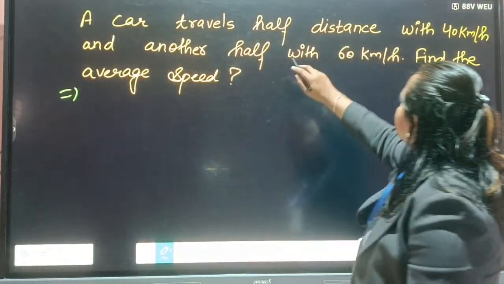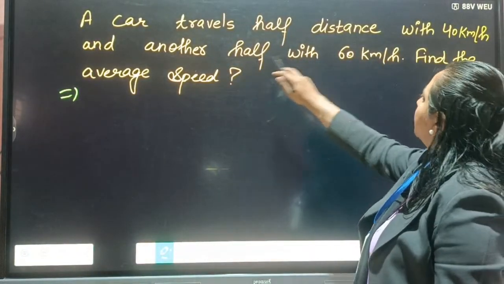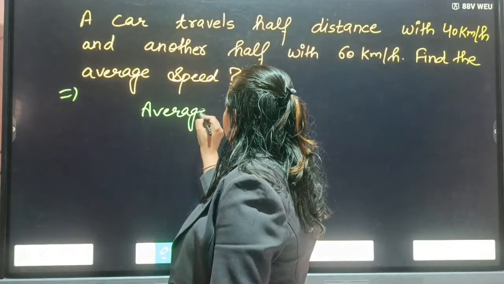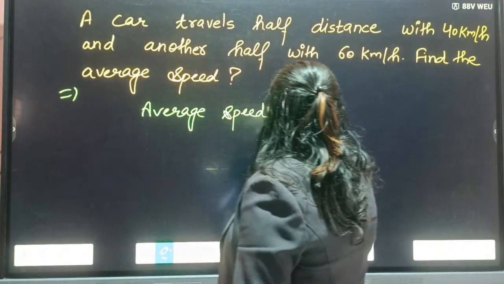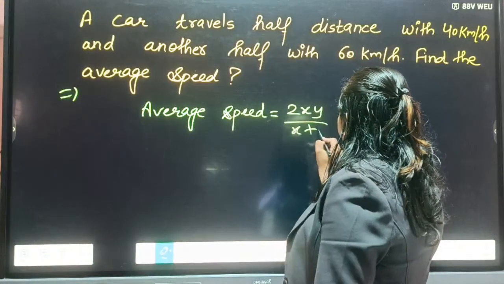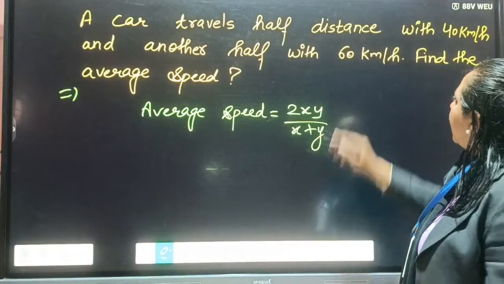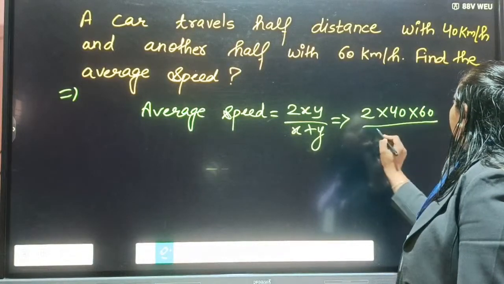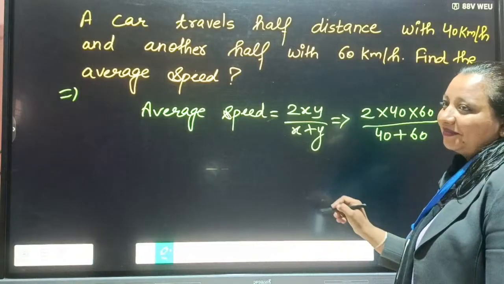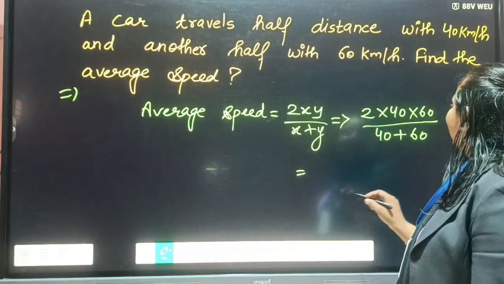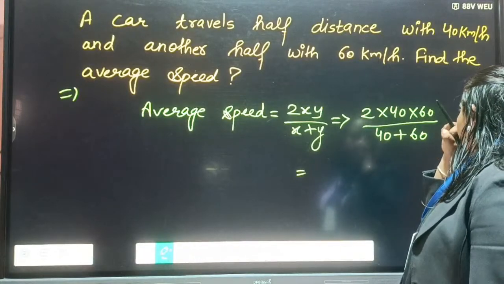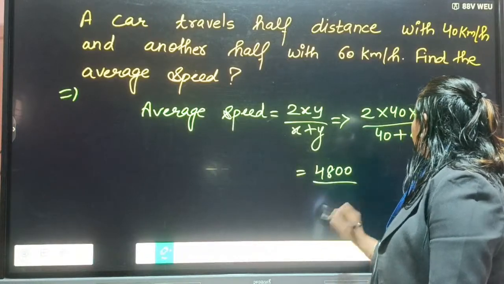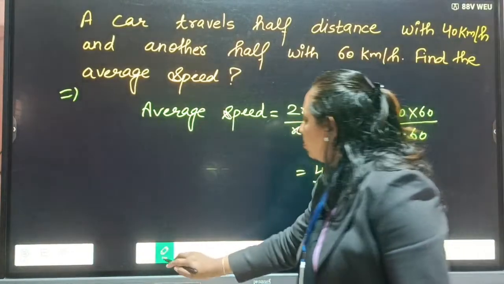See in this question, a car travels half distance with 40 km per hour and another half with 60 km per hour. Find the average speed. So we use the formula which we have discussed. Average speed is equal to 2xy upon x plus y. x is given 40 km per hour, y is given 60 km per hour. Put the values: 2 into 40 into 60 upon 40 plus 60. Okay? So it is 6 into 4, 24 into 2, 4800 upon 40 plus 60, it's 100. Two zeros are cancelled out.